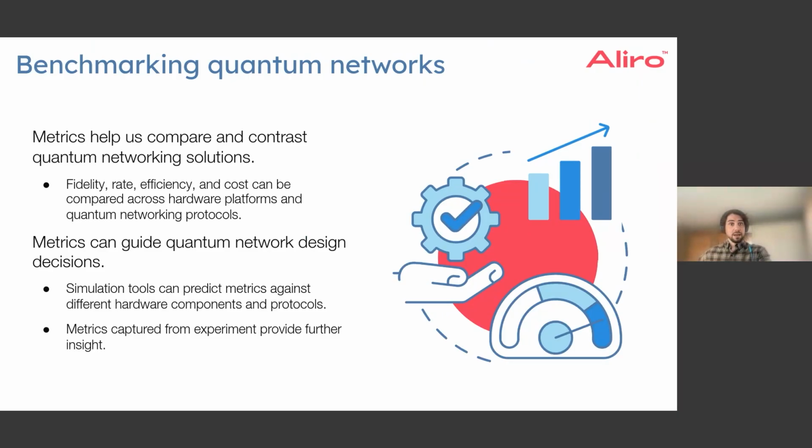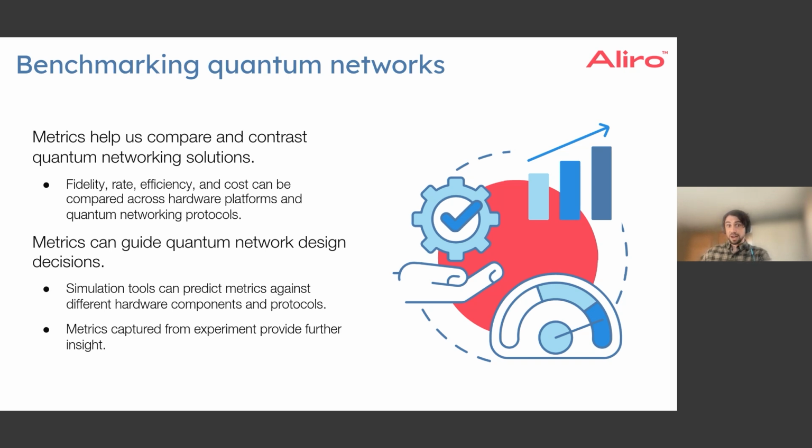Next, it's important to use these metrics when comparing quantum networking solutions or benchmarking quantum networks. So the metrics will help us compare and contrast different solutions in quantum networking. Metrics such as fidelity, rate, efficiency, and cost are easy to compare across hardware platforms and can be compared across quantum networking protocols to have very strong comparisons across both of these things.